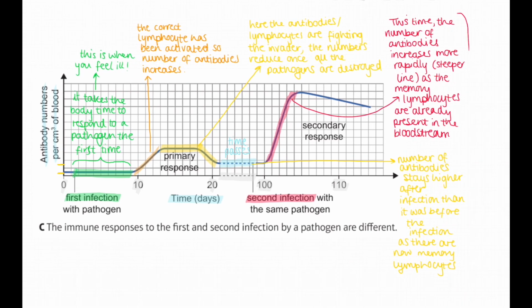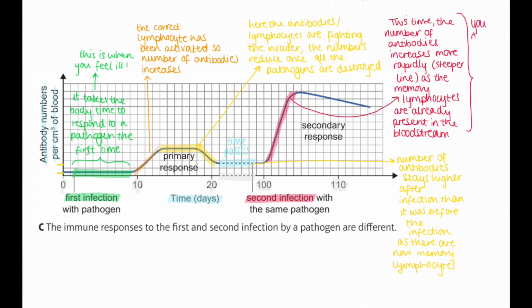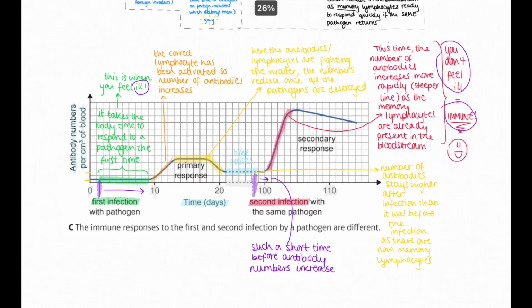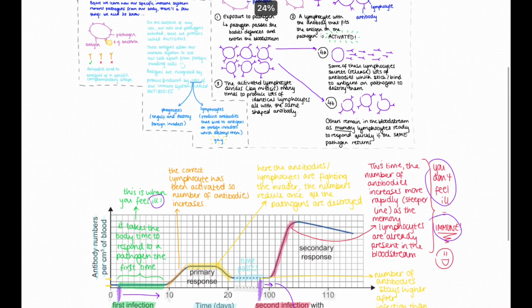It's thanks to this rapid response of memory lymphocytes that you don't feel ill if you were to be infected by the same pathogen for a second time. When this happens, you are immune. That's it. Watch this video as many times as you need to.